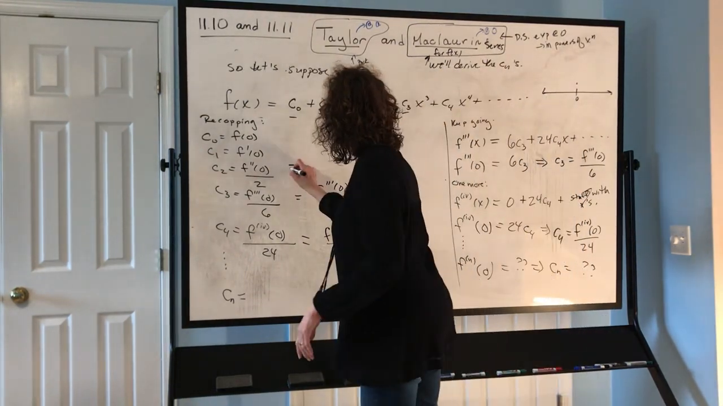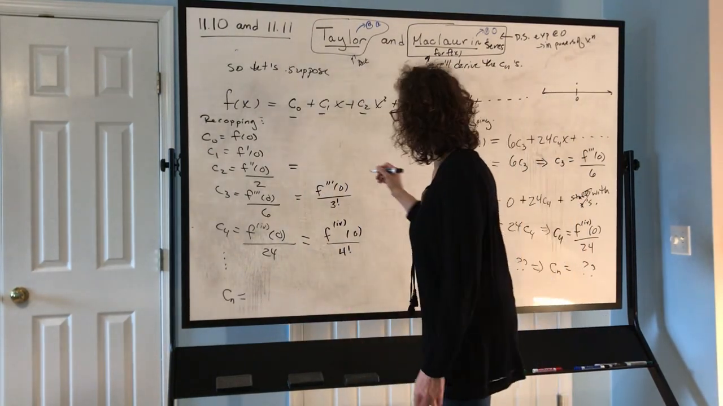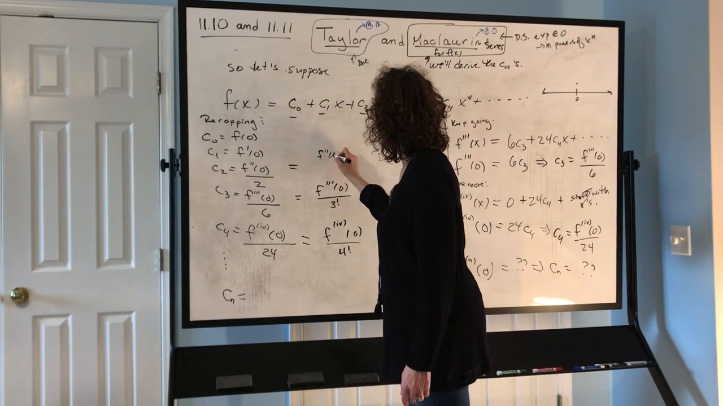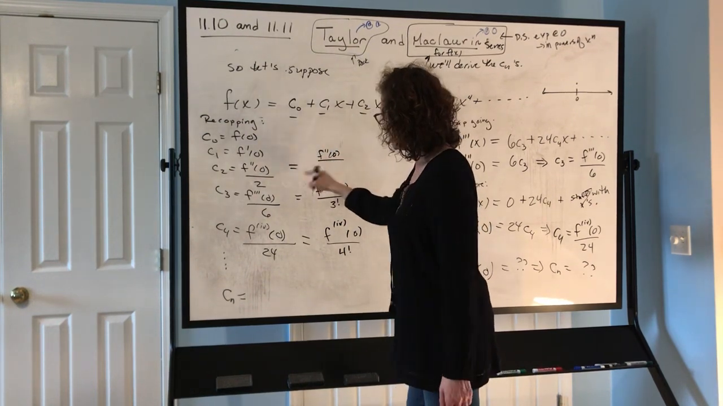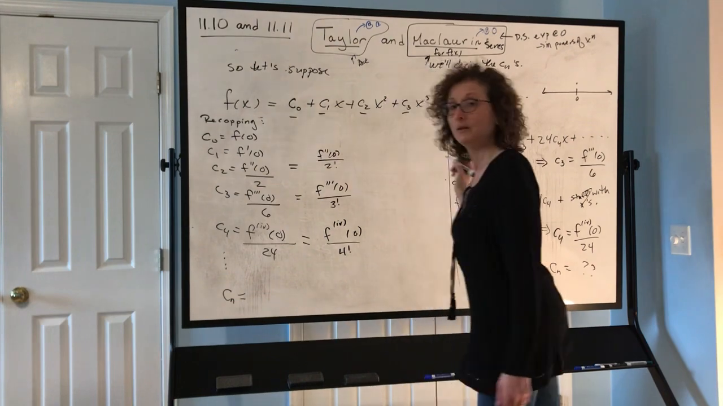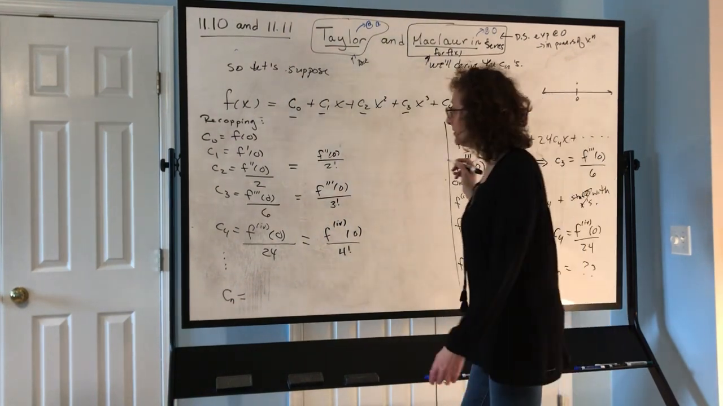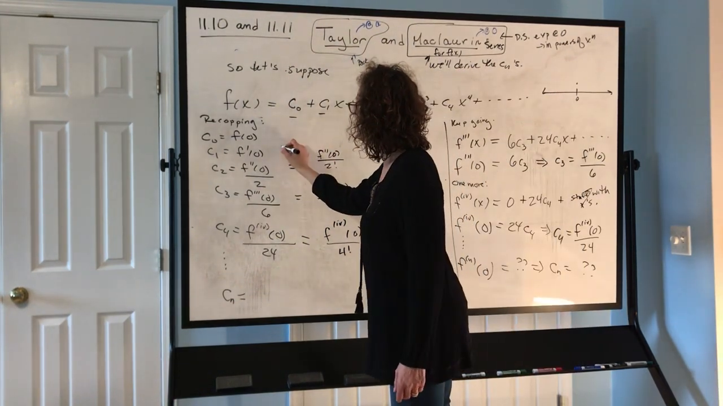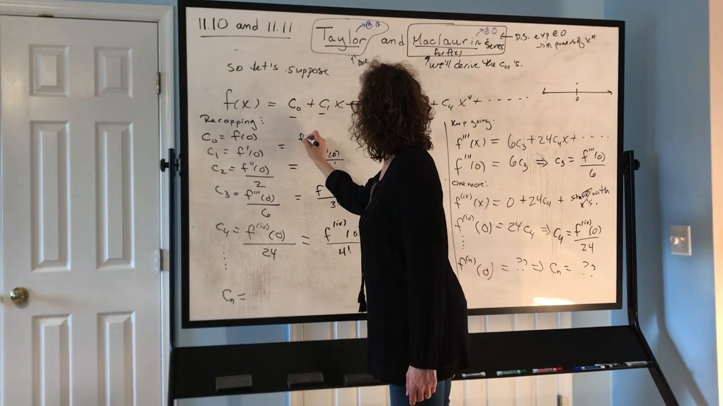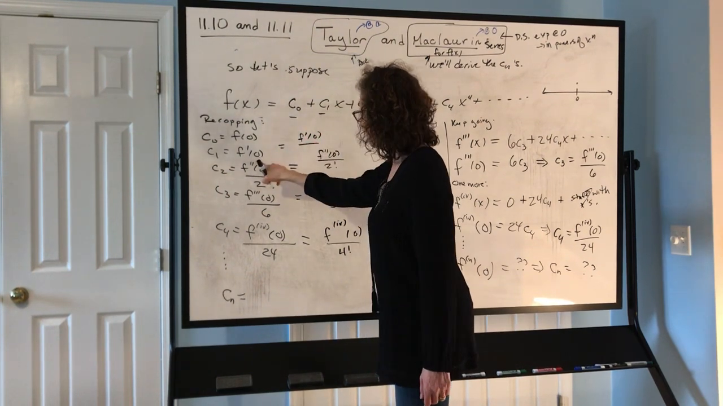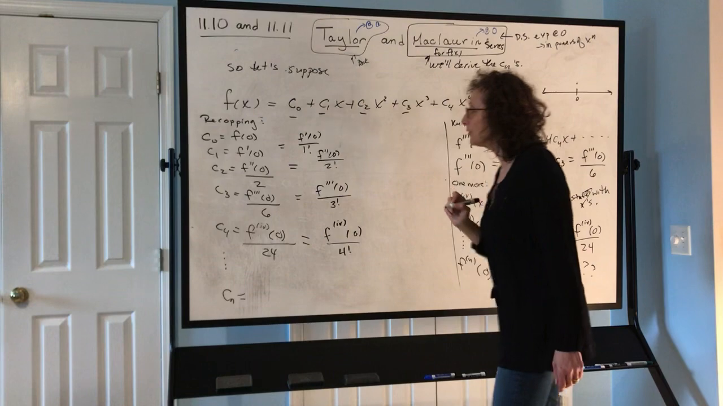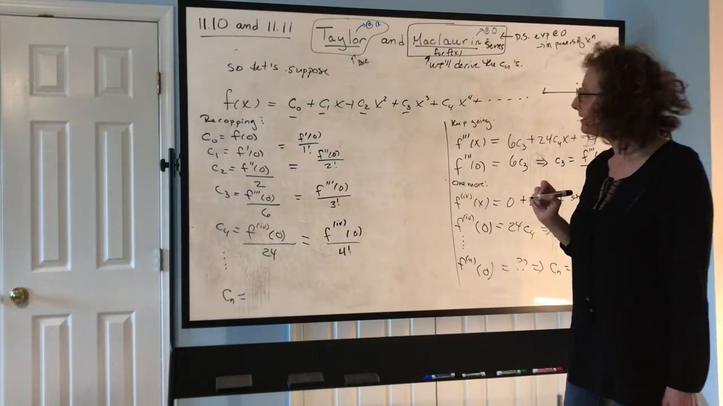Okay, well tell me about this guy. Is this following the pattern? This is f double prime at 0 divided by, is 2 the same as 2 factorial? Yes, indeed it is, right? 2 times 1. What about this guy? F prime of 0, is that the same as that divided by 1 factorial? Yes, indeed it is, right?